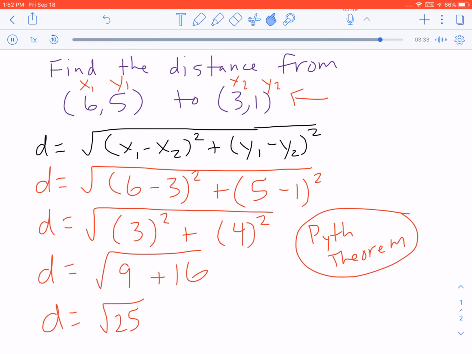The last step is to go ahead and take the square root of 25, and so my distance in this problem would be 5. Okay? Just one example. You will be getting many over the next couple days.